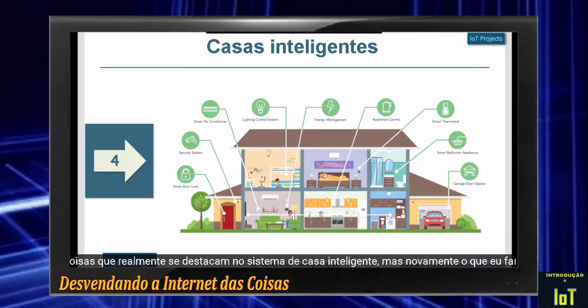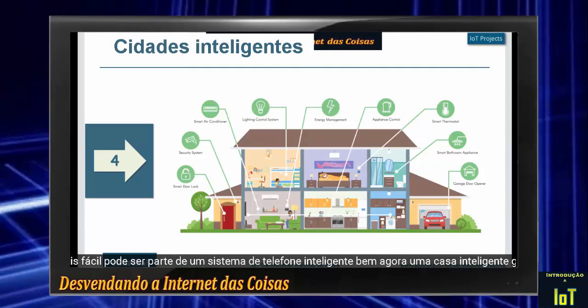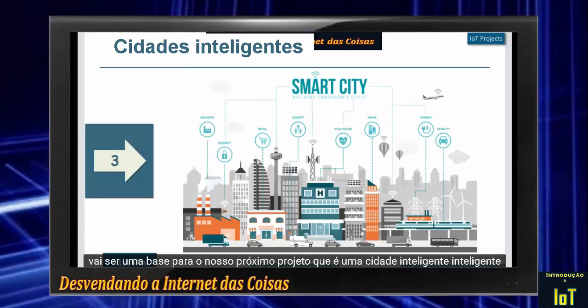But again, what I would personally recommend is that a smart home's limitations are where our imagination stops. Anything that you wish to automate or wish to make your life easier can be part of a smart home system as well. Now, a smart home usually is going to be a base for our next project, which is a smart city. A smart city is an evolution of a smart home.